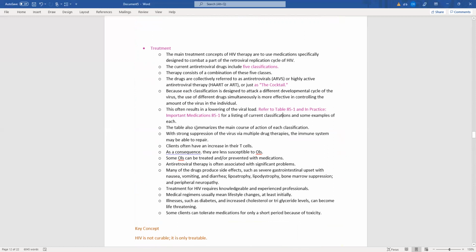So the table also summarizes the main course of action of each classification. With strong suppression of the virus through multiple drug therapies, the immune system may be able to repair. Clients often have an increase in their T cells. As a consequence, they are less susceptible to opportunistic infections. Some opportunistic infections can be treated and are prevented with meds.